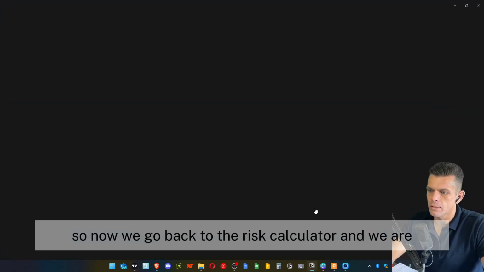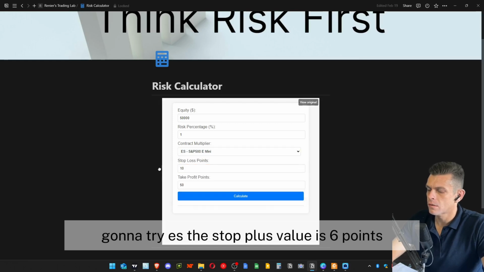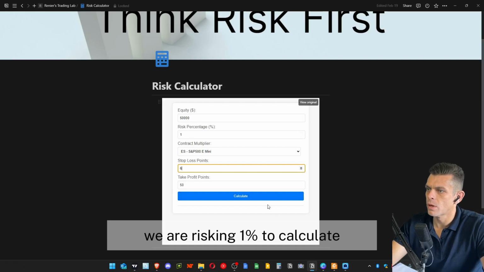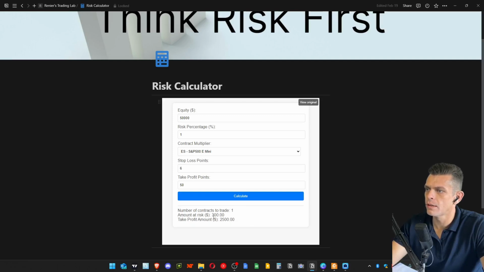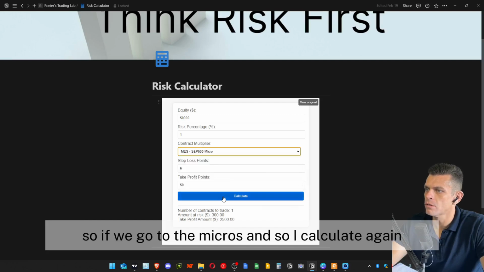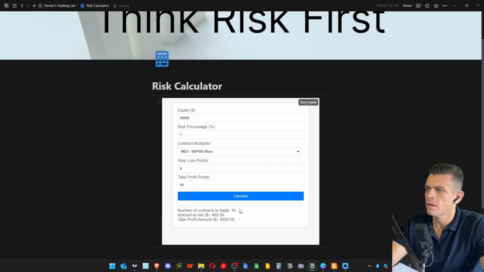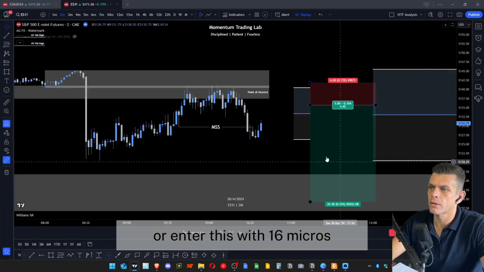So now we go back to the risk calculator. Okay, and we are going to trade ES. The stop loss value is 6 points. We are risking 1%. We calculate. It tells us that we can enter with one contract to lose $300. This is just because of the multiplier. So if we go to the micros and calculate again, then we can use 16 contracts to lose $480. So I'll enter this with 16 micros.